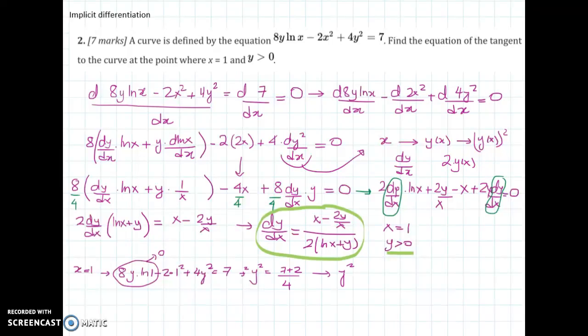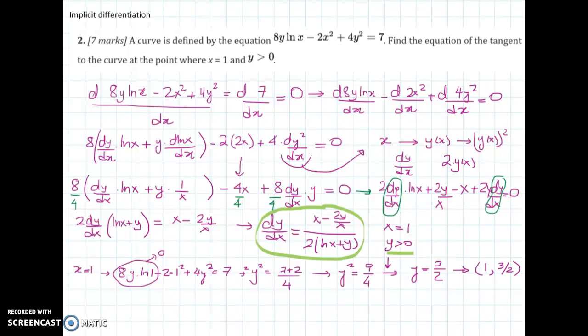So y squared is 9 over 4. And we have the condition that we want y to be greater than 0. So y has to be 3 over 2, which matches what we saw in the picture in GeoGebra. So the point we are talking about is the point (1, 3/2).